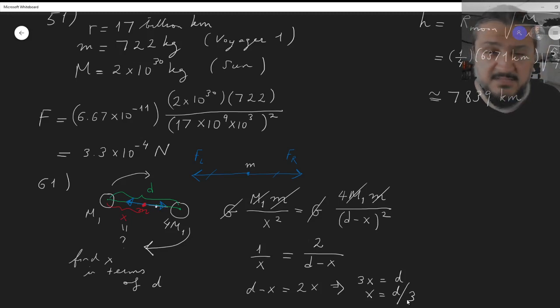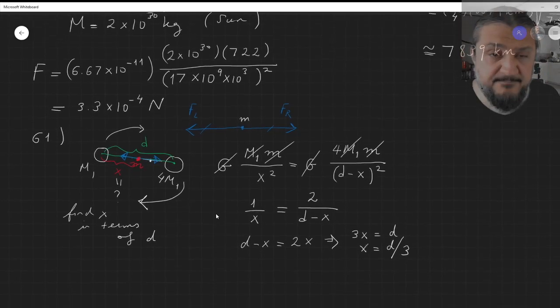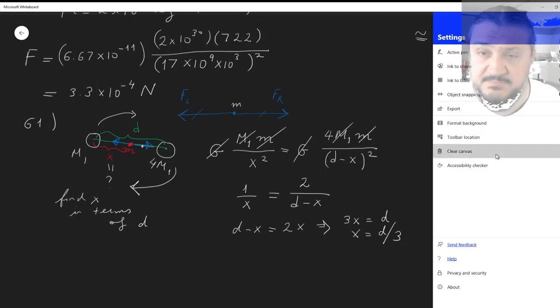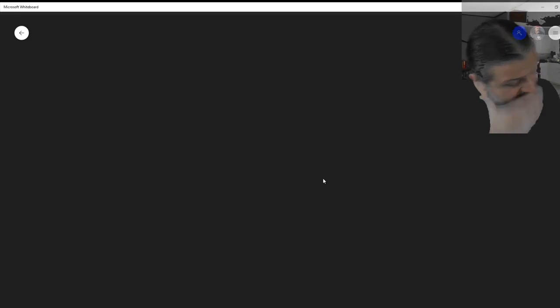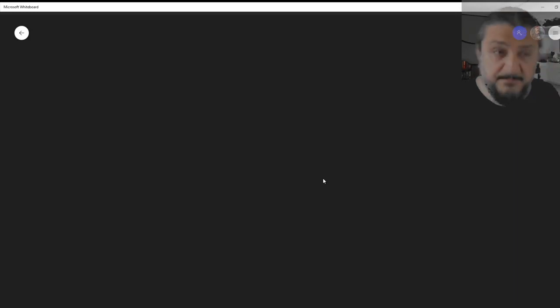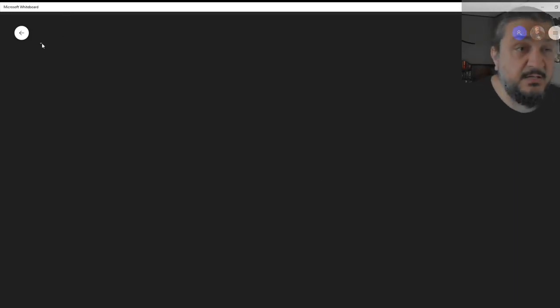All right, I think that's enough for gravitational force. Let's move on to the next section, contact forces. Okay, let me just clean the canvas. All right, so let's pick a problem from this section. This also has friction in it. I just read the word friction here. So let's do 71. Let's solve 71.